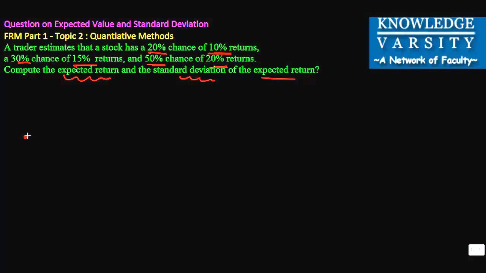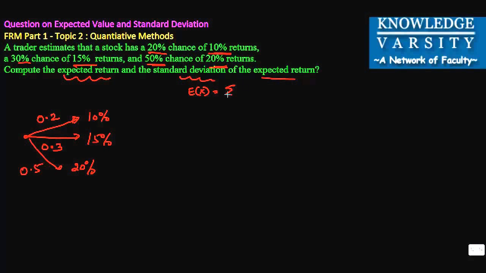So what we are saying is a 20% chance of 10%, a 30% chance, or 0.3, of 15%, and a 50% chance of 20%. We know that expected value computation is nothing but the summation of pi into xi. Here the xi values are the return values and pi are the probabilities. So we have the summation of pi into ri.